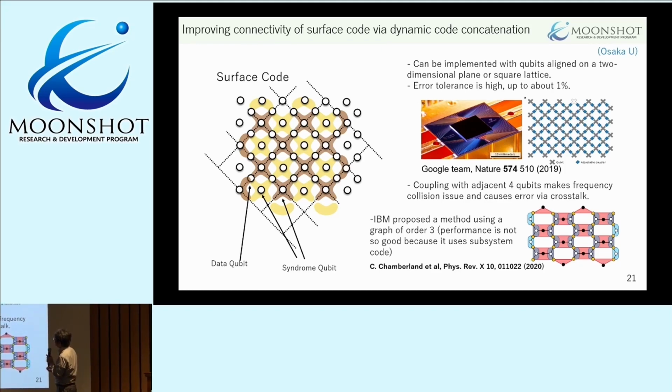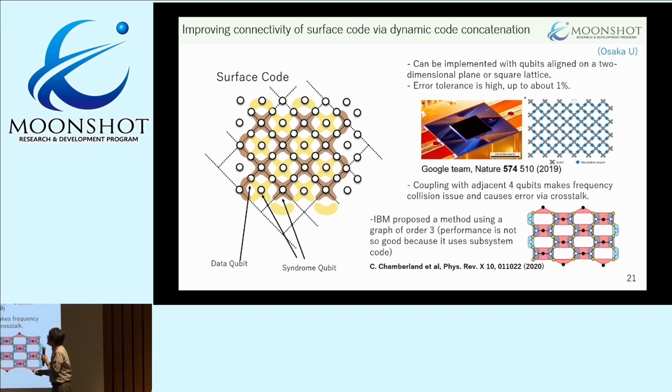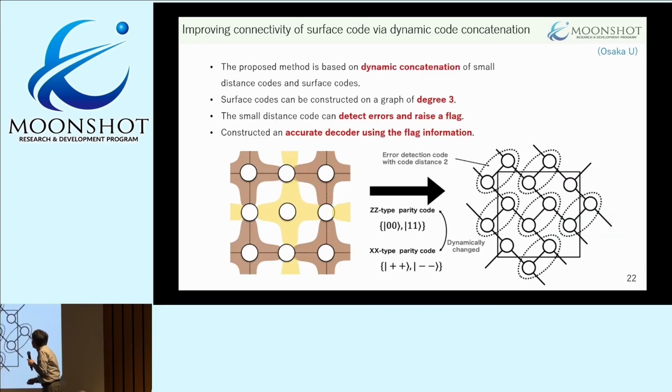So that's why, for example, IBM proposed a method using a different code, the honeycomb code, in which the connection is 3. Now, Osaka University tries to maintain the advantage of the surface code and reduce the connectivity to 3 at the same time. And that was done by using this structure.